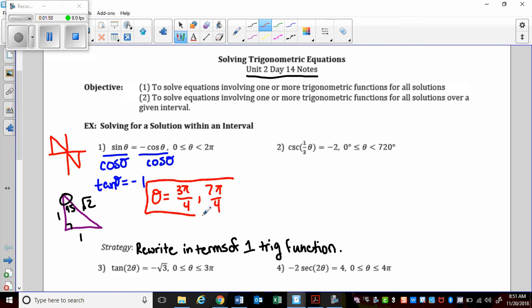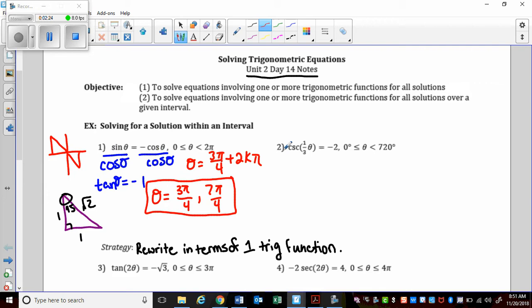In the future, if they don't give us a range, we might write it as multiples of pi, or multiples of 2 pi. So we'll say theta is at 3 pi over 4 plus 2k pi, 2 pi times a number. So just think about that in the future if they don't give us a range or an interval.